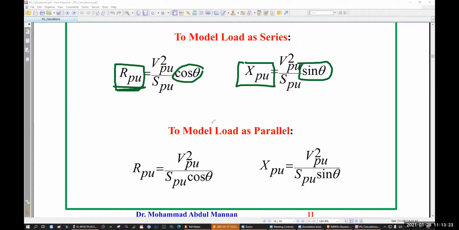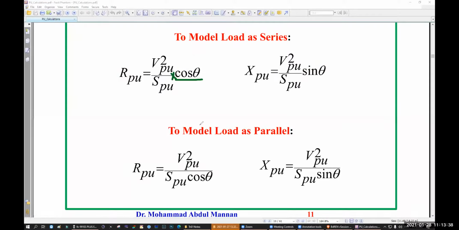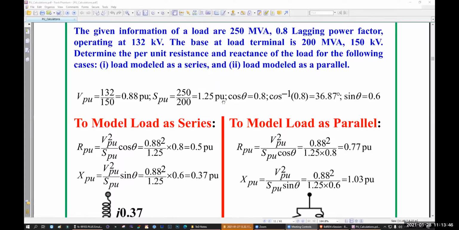To model load as parallel, if you want to model the load as parallel, your cos theta will be at the bottom, not at the top. In series, cos theta is at the top, right? Now it will be at the bottom. And sin theta was at the top. Now it will be at the bottom. Okay, we will see what this is.